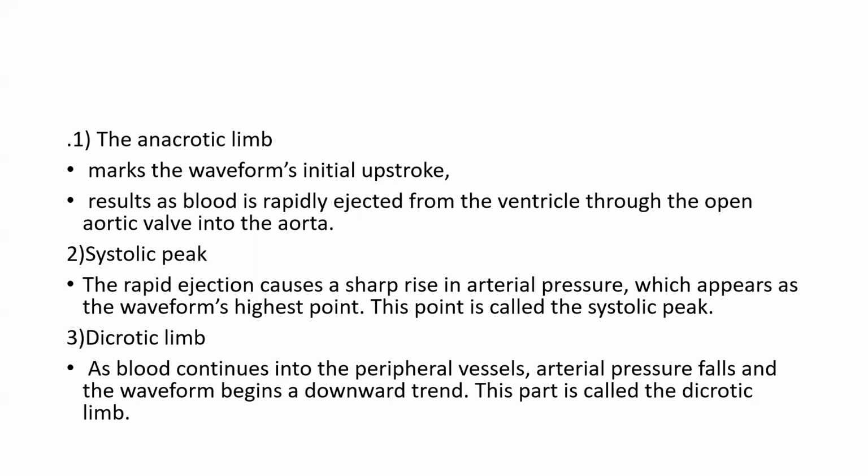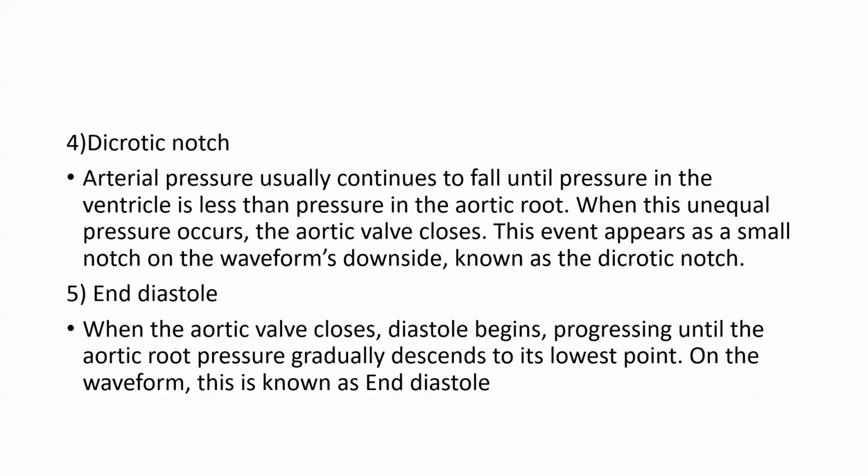Then the dicrotic limb: as blood continues to flow into the peripheral vessels, the arterial pressure falls and the waveform begins a downward trend. This part is called the dicrotic limb. Then the dicrotic notch: the arterial pressure continues to fall until the pressure in the ventricle is less than the pressure in the aortic root. When this unequal pressure occurs, the aortic valve closes, and this event appears as a small notch on the downside of the waveform known as the dicrotic notch.